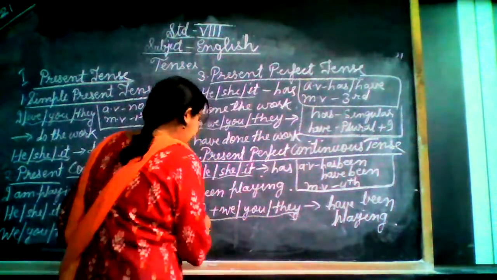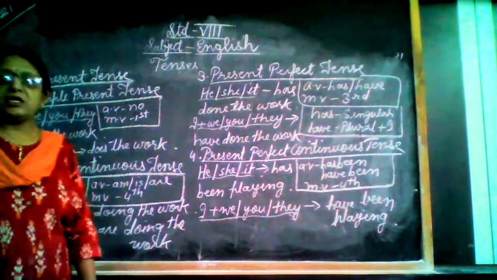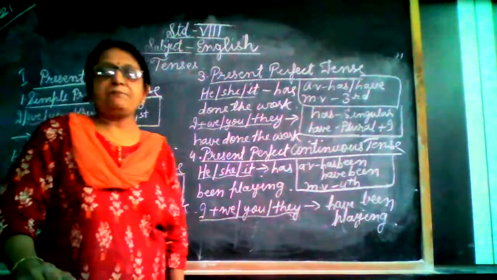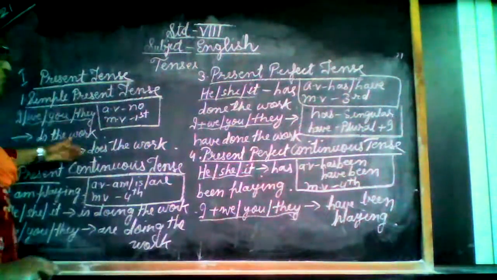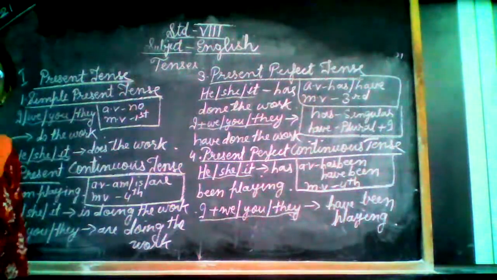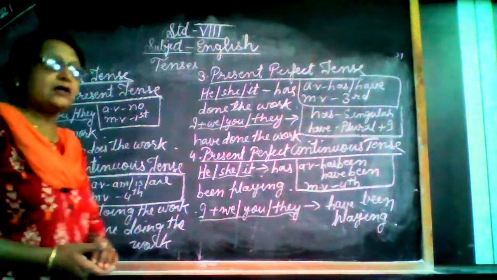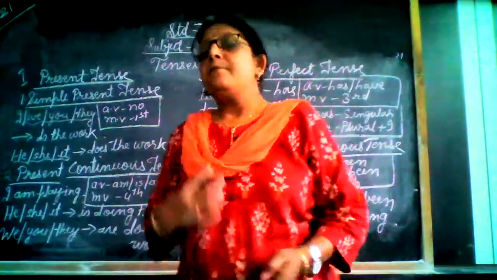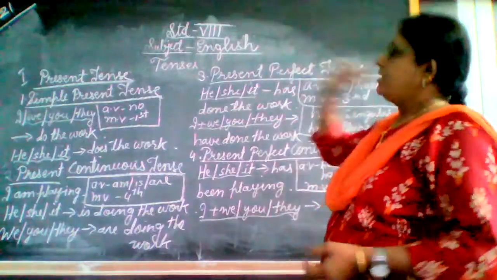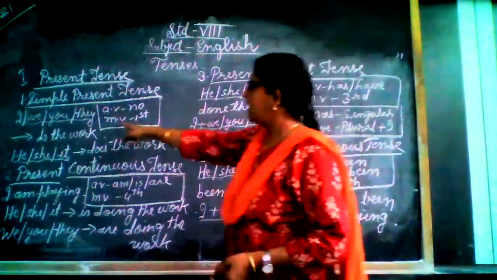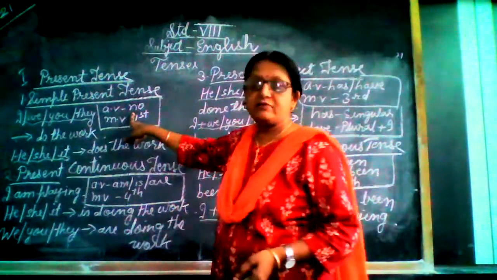We, you, they have been playing. Okay. So here we have seen the simple present tense, then present continuous, present perfect, and present perfect continuous. If this is clear, then you will find the past tense fine also. Present tense is divided into four types. See here again, in the simple present tense, no auxiliary verb.